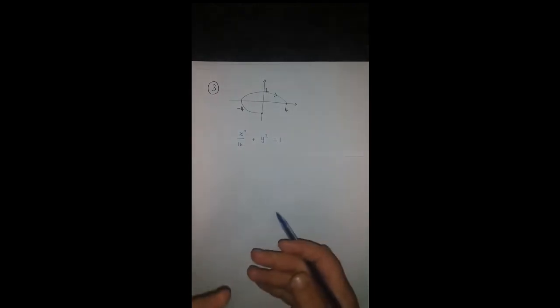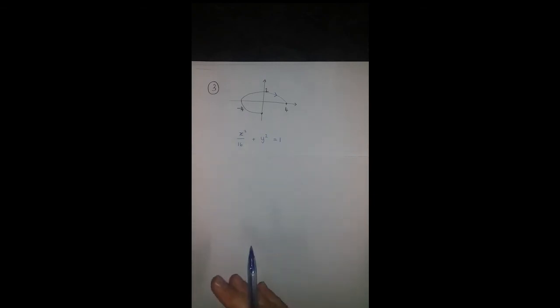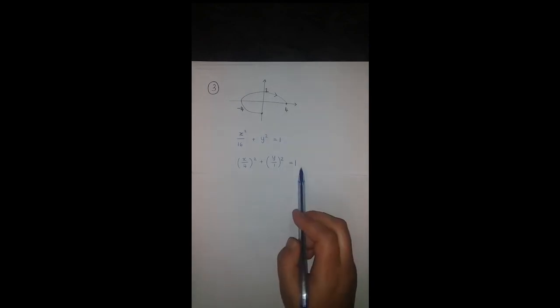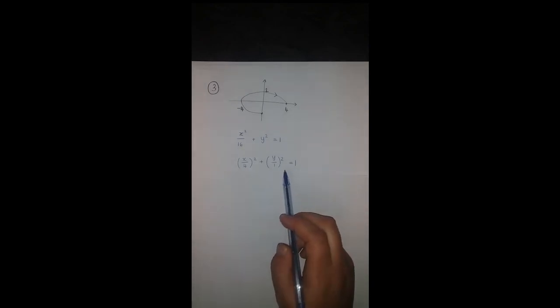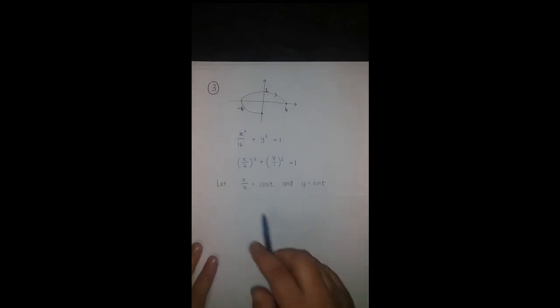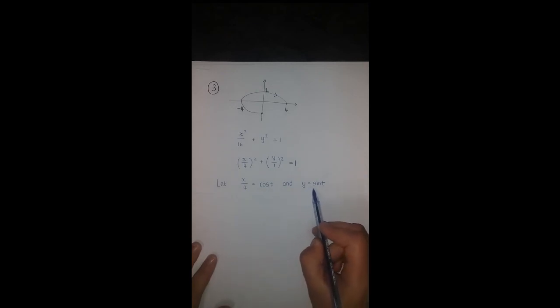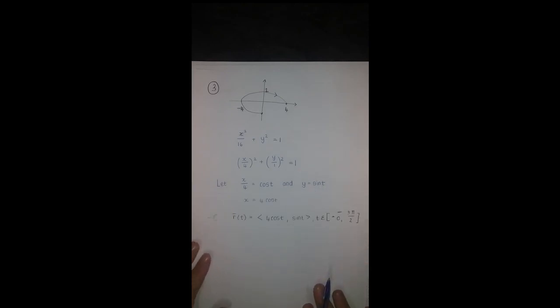So let's write this in a kind of x squared plus y squared type of scenario, which would look like this. So we have this plus this is 1. Now, doesn't this look a bit similar to sine squared theta plus cos squared theta is equal to 1? Yes, it does. So what we do is we say x over 4 is equal to cos t and y is equal to sine t. So now we can get x and y in terms of t.